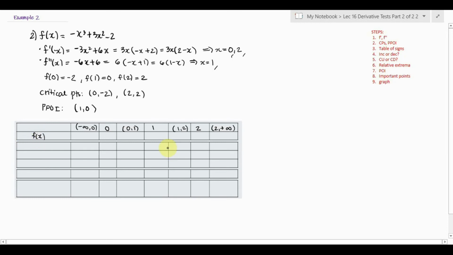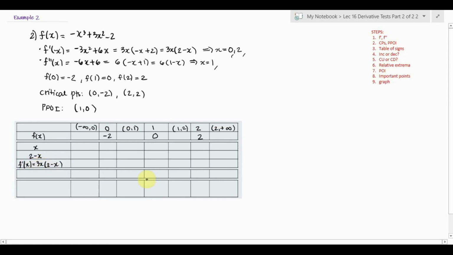Lagay natin functional values. F of 0 is negative 2. F of 1 is 0. F of 2 is 2. Alright. Next would be the factors of our f prime here. That would be x and 2 minus x. And let's write also the whole f prime. You have 3x times 2 minus x.